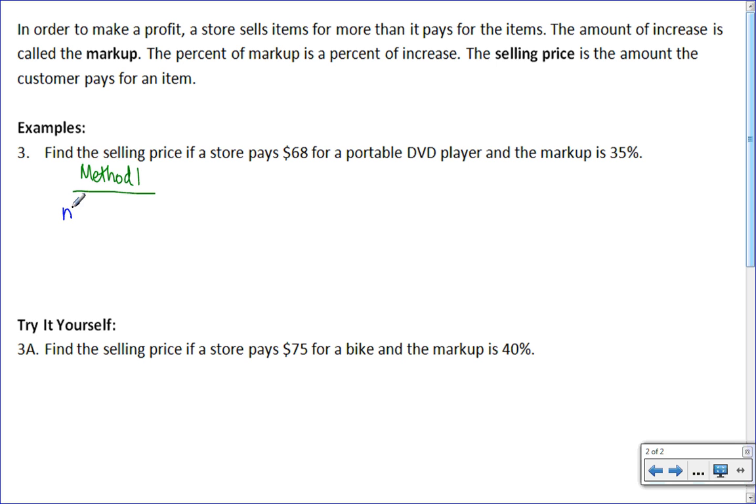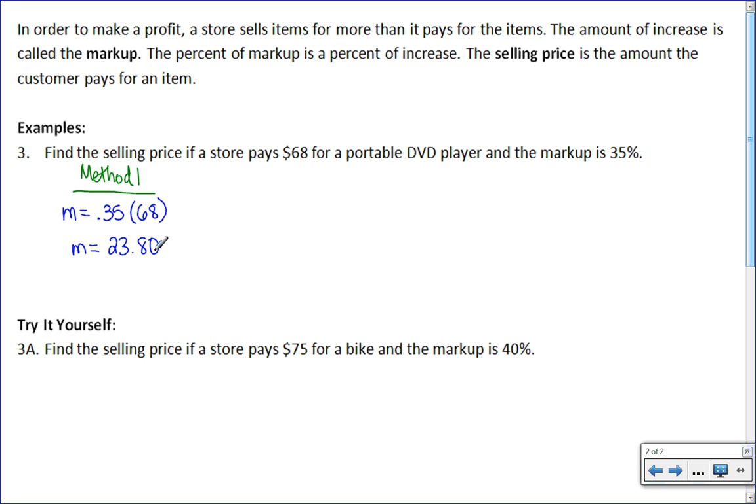So the markup is equal to 35% of $68. And then we'll go ahead and multiply those to get that the markup is equal to $23.80.